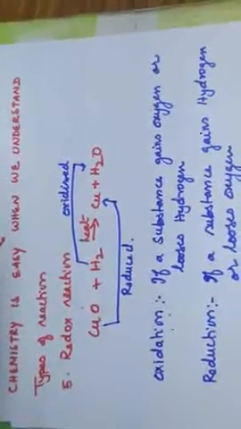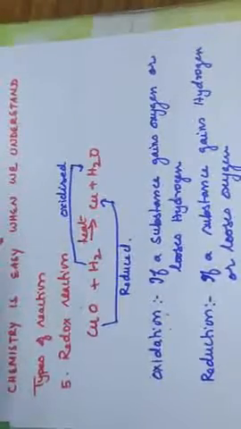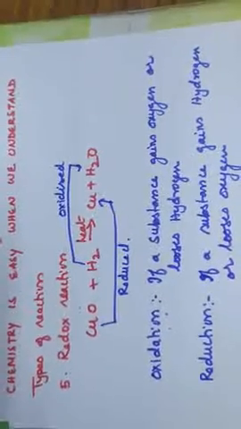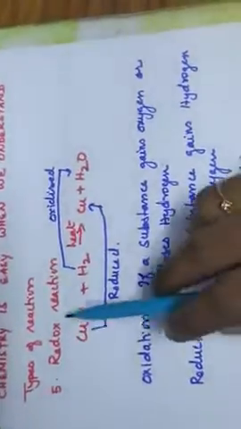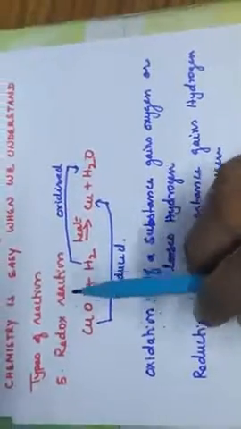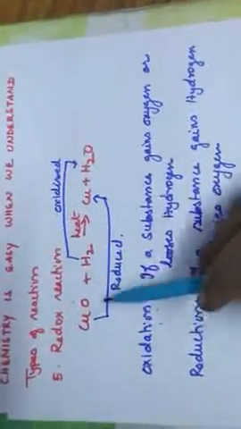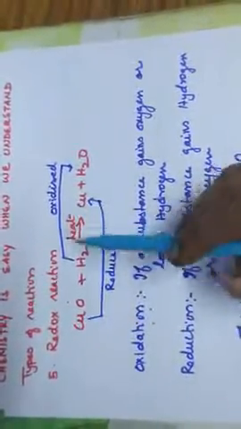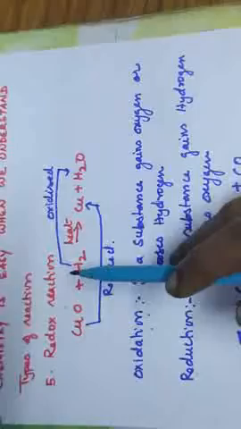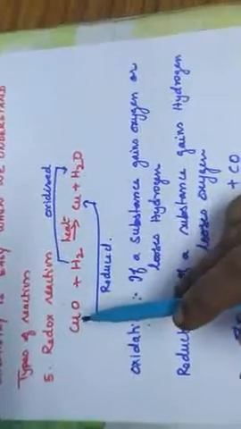Today we are going to understand the last type of reaction, that is redox reaction. What is redox reaction? A reaction in which both oxidation and reduction reaction take place is called as redox reaction.